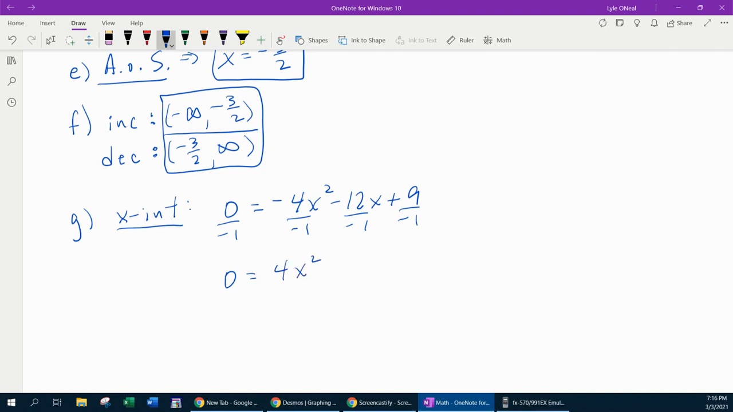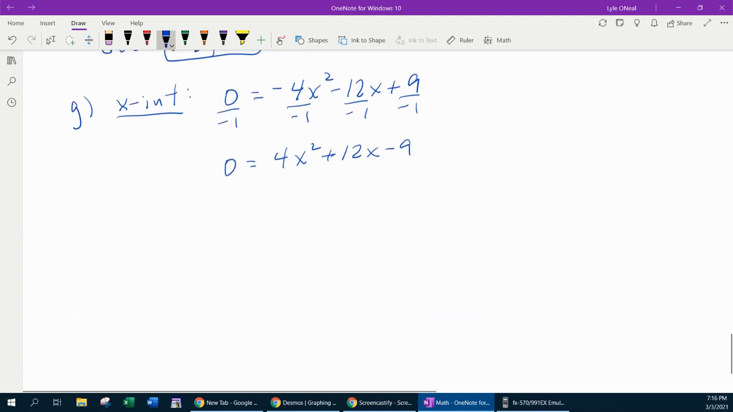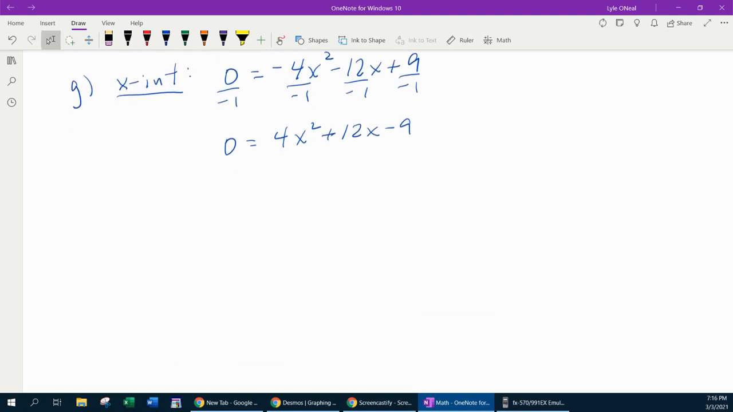4x squared plus 12x minus 9. And then I'm going to use my 3R method for that. So first we're going to take the lead coefficient and remove it. That's going to leave us with just x squared plus 12x minus, now you do need to multiply that 4 that we removed times the negative 9, gives us a 36.